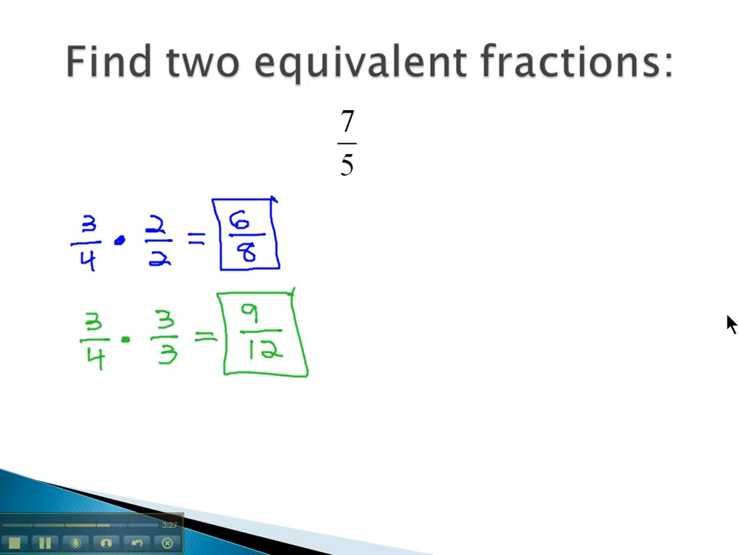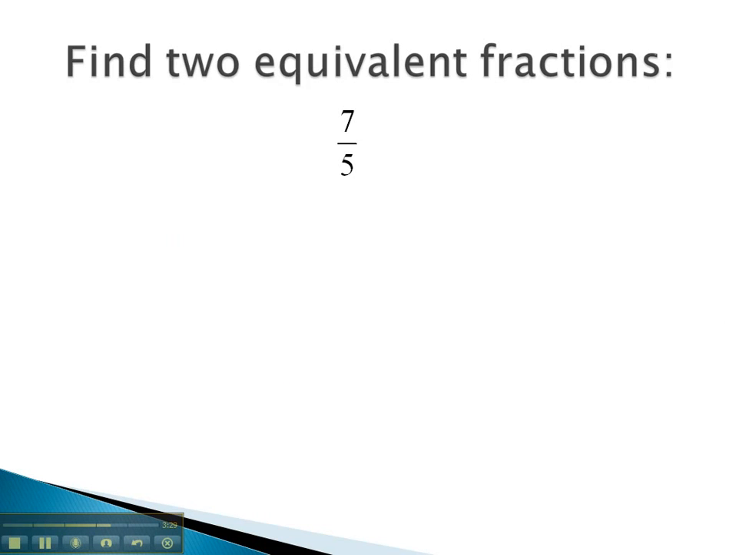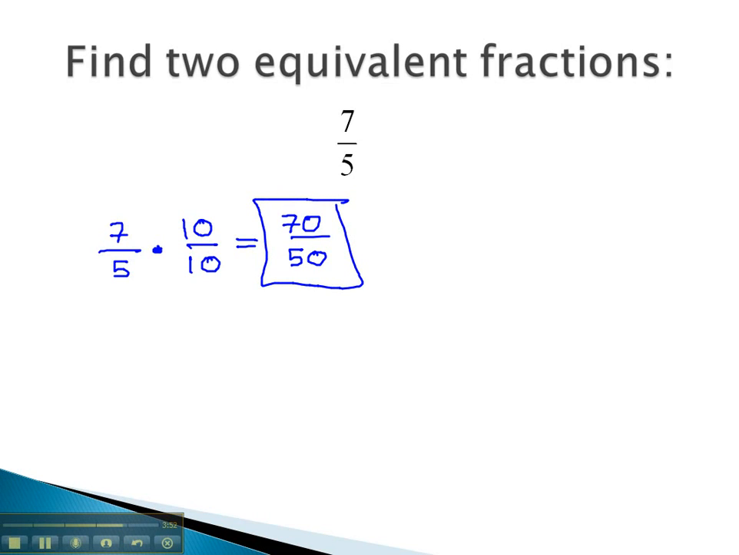How about this one? 7/5. We can find equivalent fractions to 7/5 by multiplying by some 1. Again, it doesn't matter which one we choose. Maybe we multiply by 10 over 10. Doesn't matter as long as the top and bottom are the same. 7 times 10 is 70. 5 times 10 is 50, and we have an equivalent fraction.